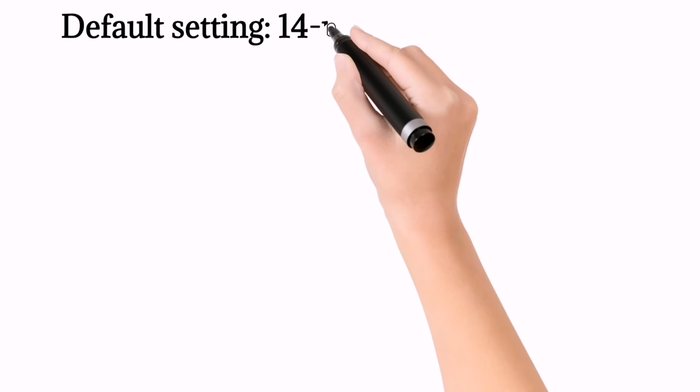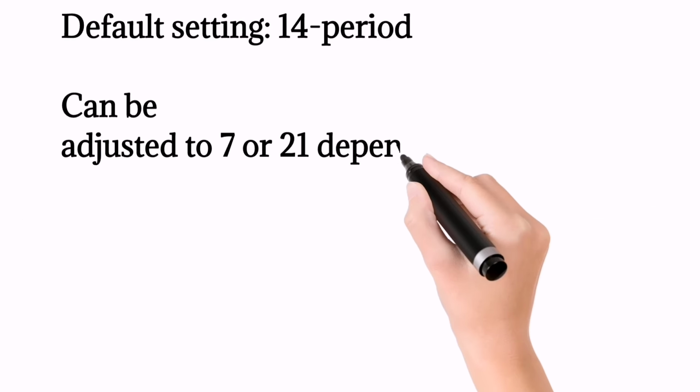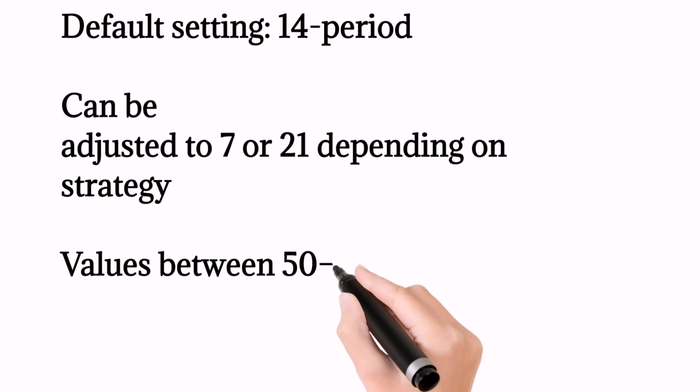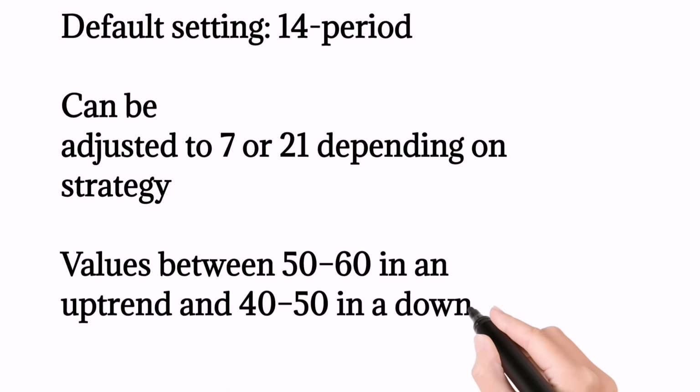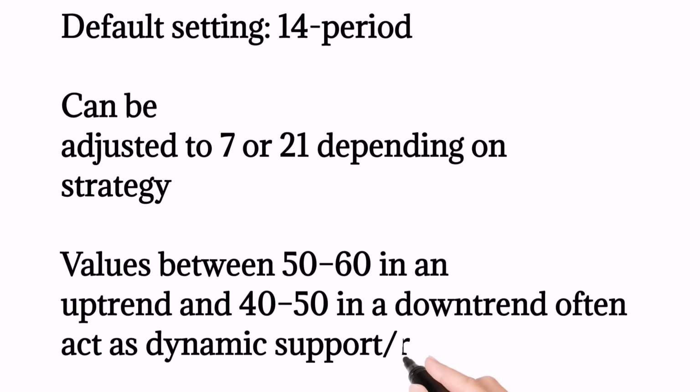Key RSI points: default setting is 14 period. Can be adjusted to 7 or 21 depending on strategy. Values between 50 to 60 in an uptrend and 40 to 50 in a downtrend often act as dynamic support or resistance.